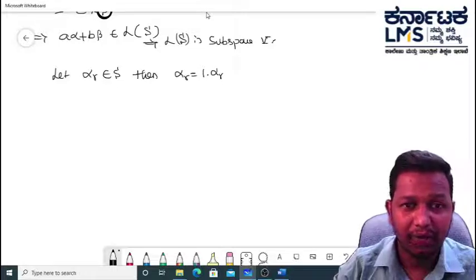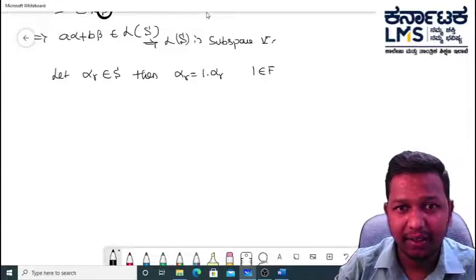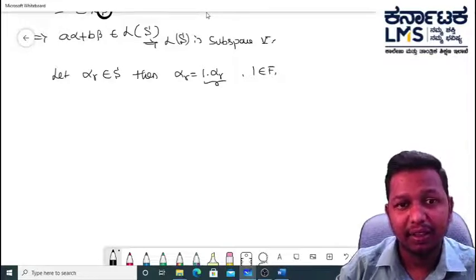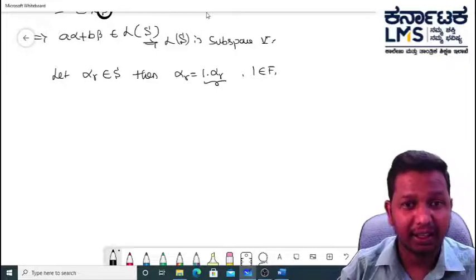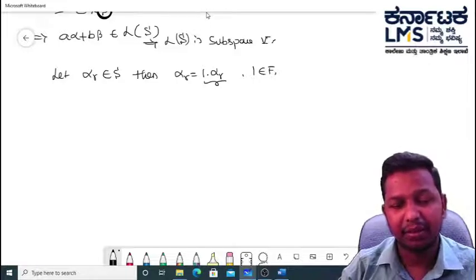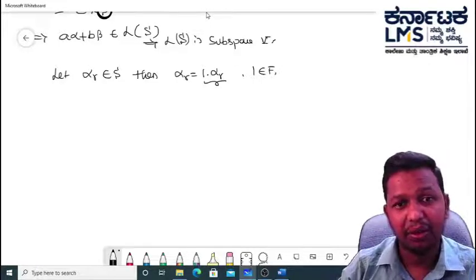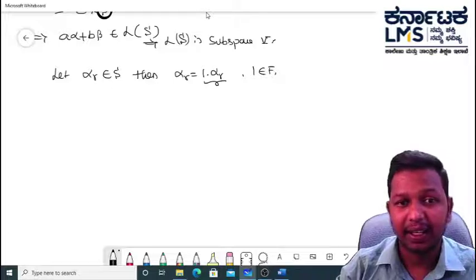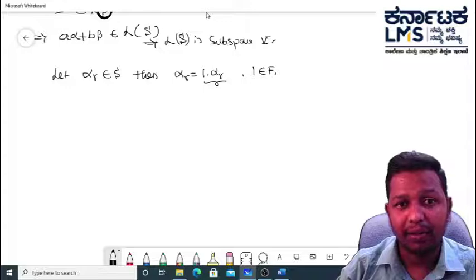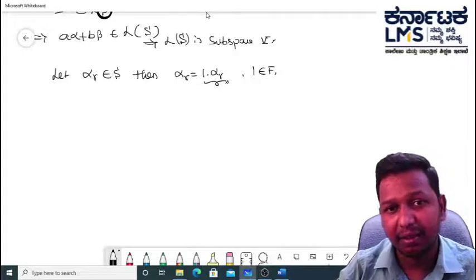1 into alpha r, where 1 is a scalar. So this one is also a linear combination, a linear combination containing only one vector. The remaining coefficients are 0. Since they are scalars, we can write every element of S as alpha r is equal to 1 into alpha r. This is also a linear combination.